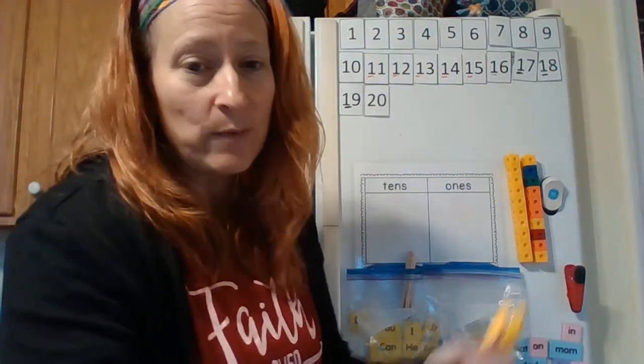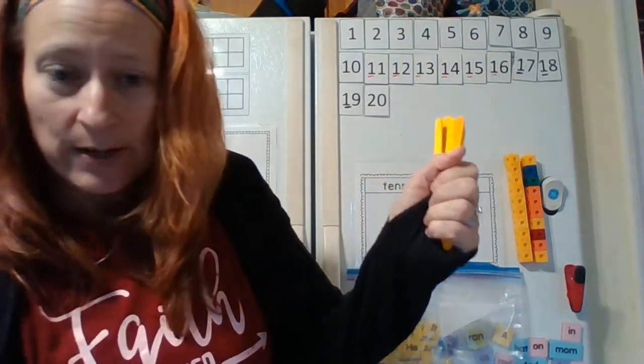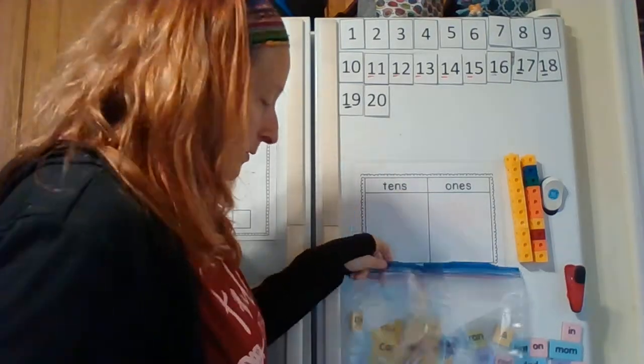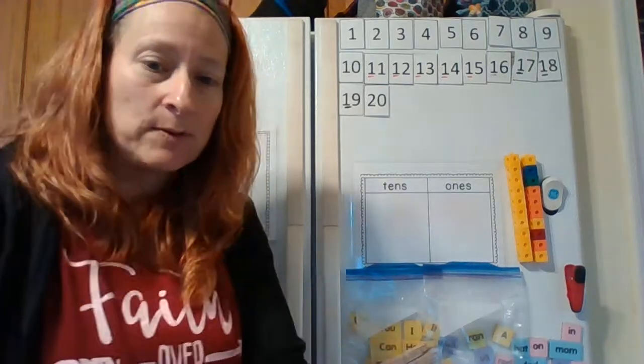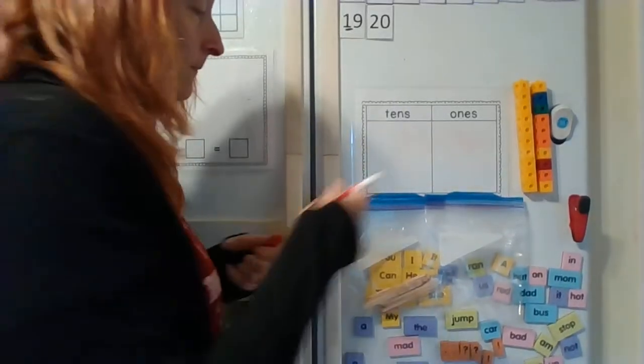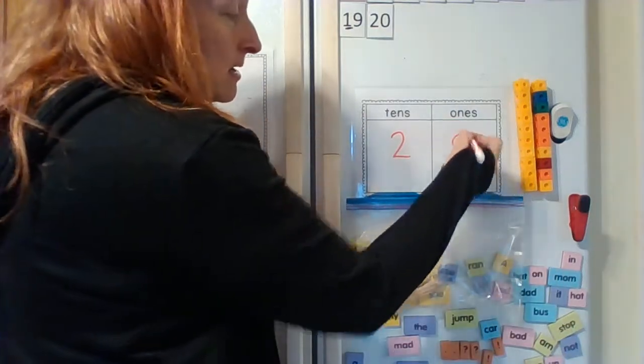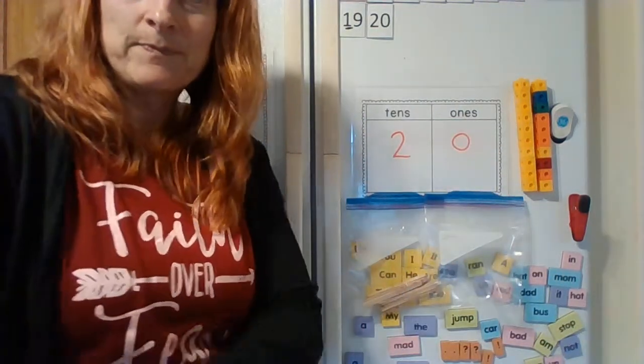Now, I'm going to erase my numbers, because once I take out my ones and I add another one to get 10, I bundle them up, and then I end up with 2 groups of 10. And if you see, they're in my bag right there. And I have 0 ones, and that is 20.